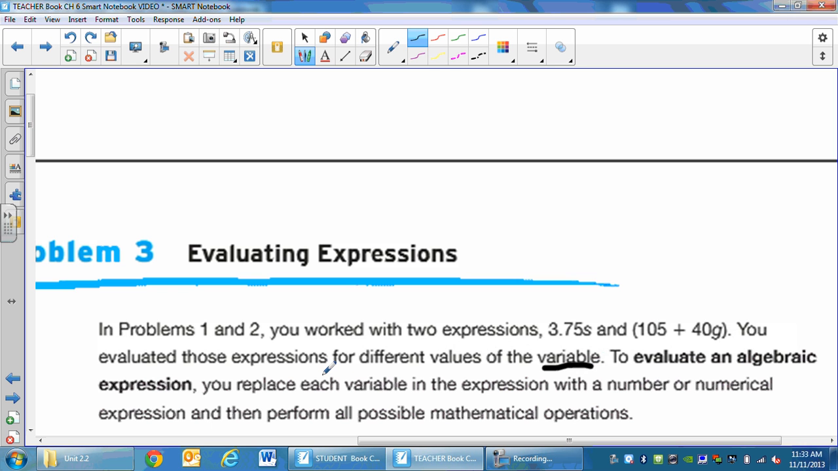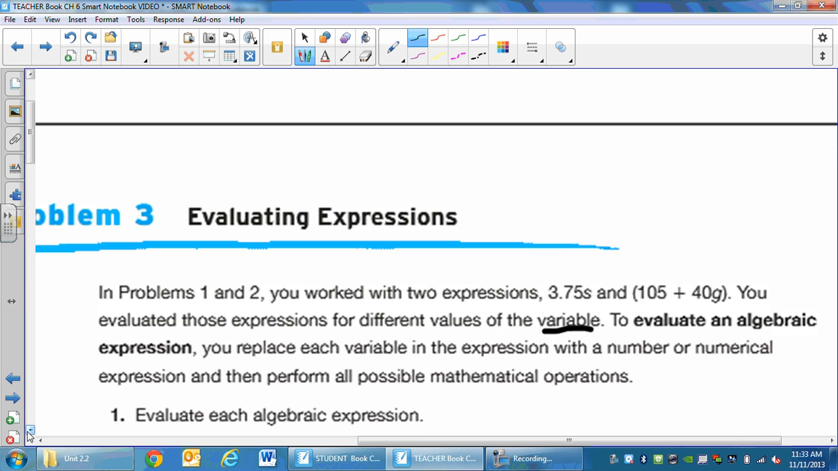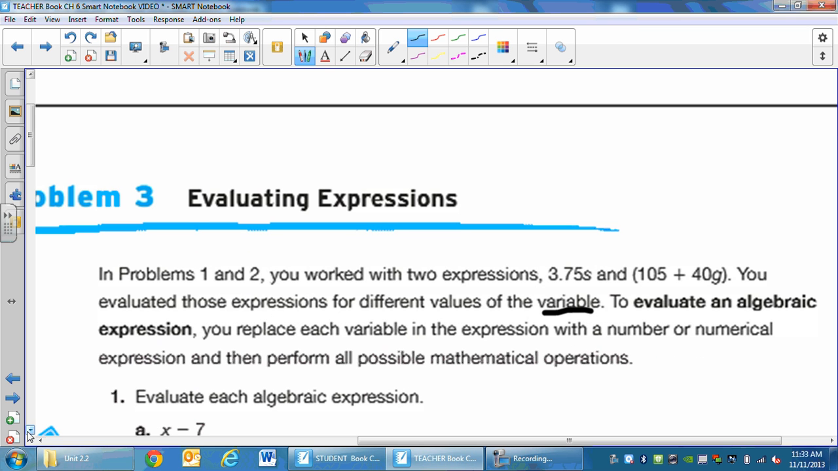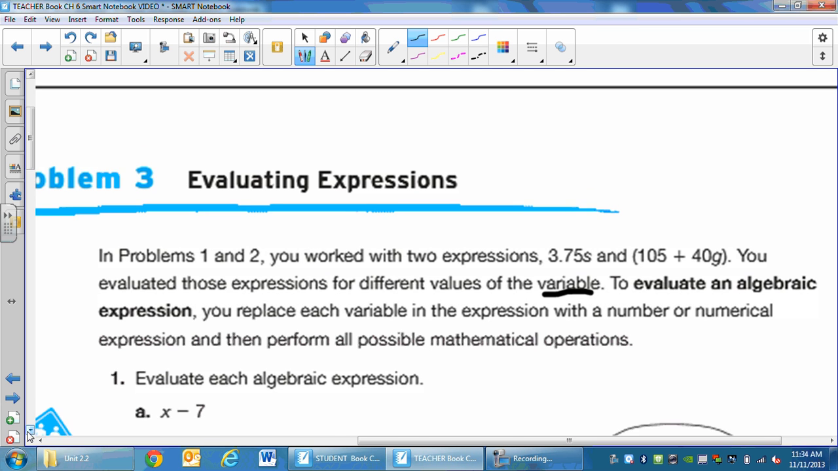To evaluate an algebraic expression, you replace each variable. So for the S, we said 18 cheerleaders wanted to buy it. And for the G, we did, okay, well, 8 people are coming to the party. So we replace each variable in the expression with a number, a numerical expression, and then perform all possible math operations. And we did that when we solved for 1 and 2. So now let's practice evaluating some expressions without giving you a snack or a party. I'm just going to give you the math problem.